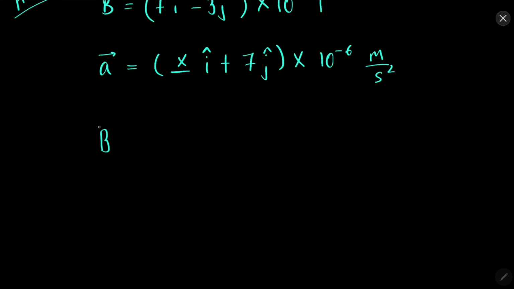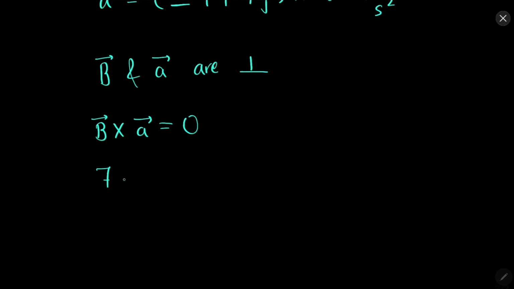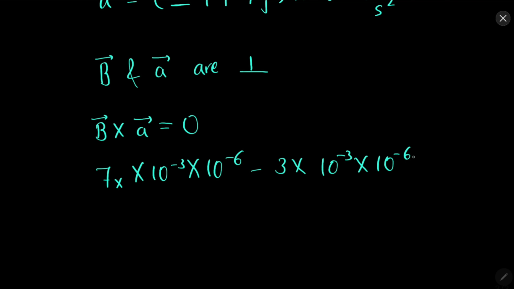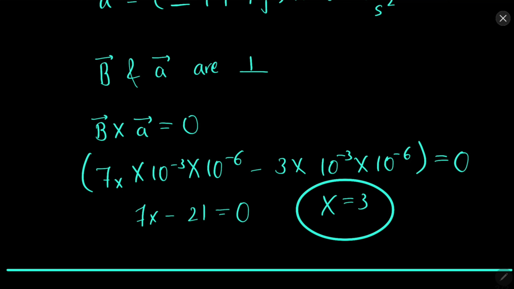So we know that magnetic field and acceleration are always perpendicular, so their cross product will be 0. So that is 7 into 10 to the power minus 3 into 10 to the power minus 6 minus 3 into 10 to the power minus 3 into 10 to the power minus 6. Cross product will be 0. 7x minus 21 equal to 0. x will be equal to 3. So just find the cross product and put it equal to 0. You will be able to find the value of x.